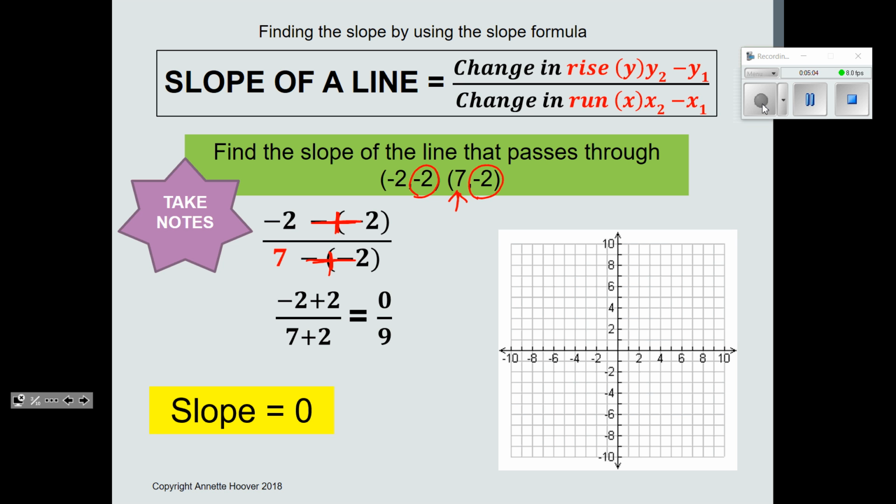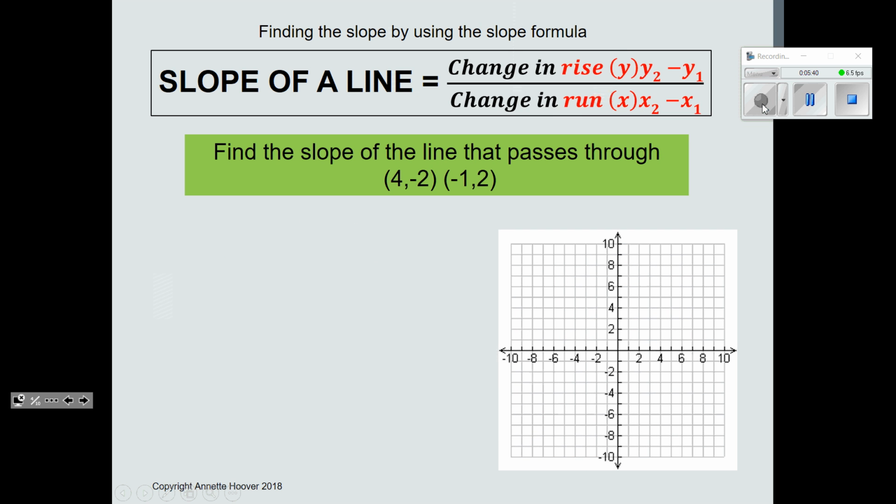So let's look at what a zero slope looks like. If we were to graph these two ordered pairs, here's negative 2, negative 2. Here is 7, negative 2. Notice that it is a horizontal line. So I think of this like when you're skiing. I call it a zero slope. This is like the greens where you're just cross-country skiing on flat land and it's really hard. No slope. You're just cross-country skiing. So a zero slope is a horizontal line.